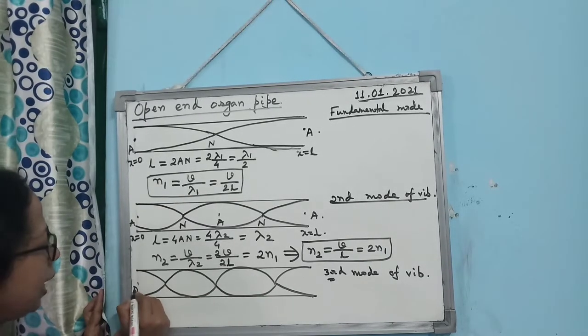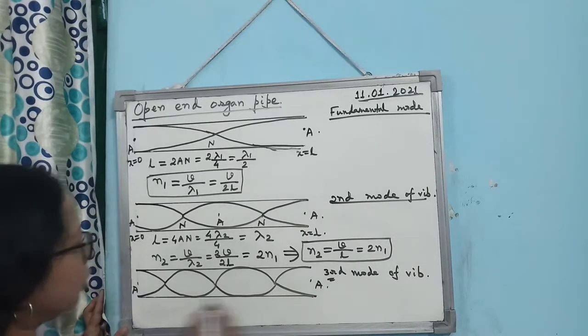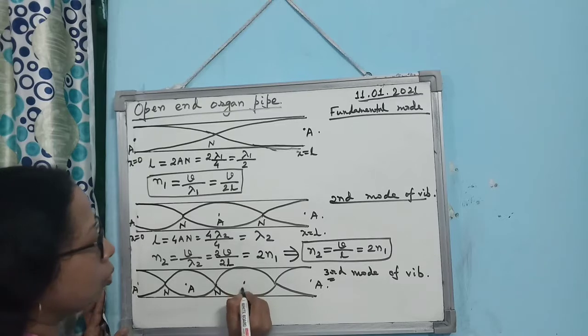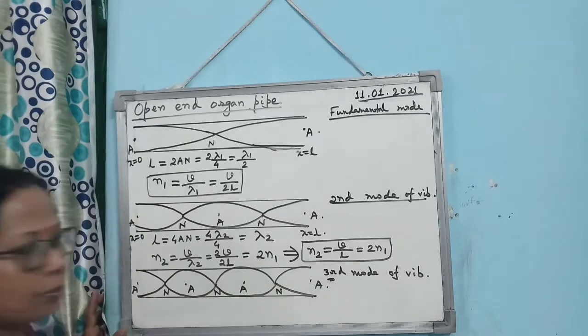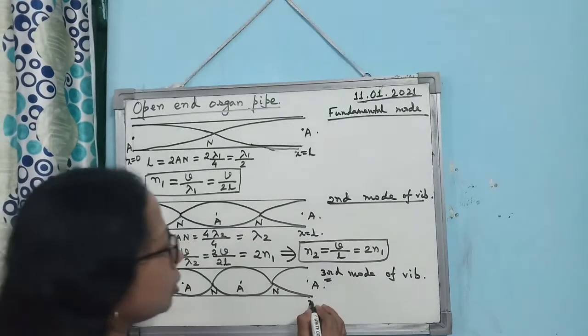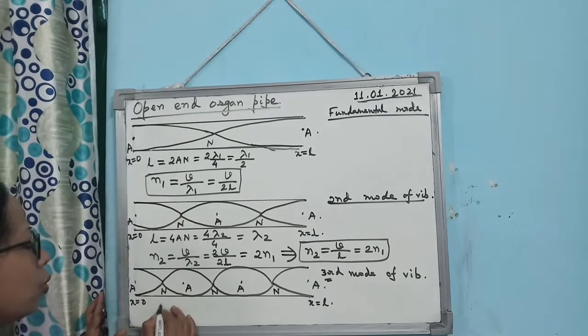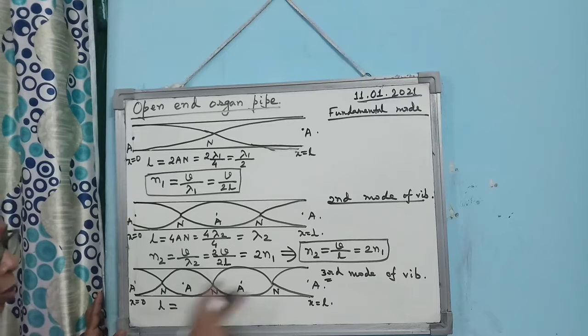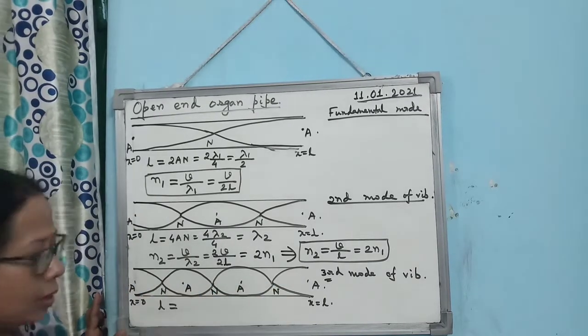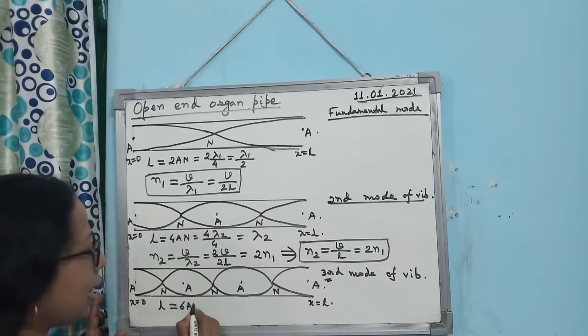So here antinode and here antinode. If you just show the positions of node and antinode, the diagram will be like this. Again, this is x = 0, this is x = L. So one can write L is equal to how many AN? 1, 2, 3, 4, 5, 6. So you can write it is 6 AN.